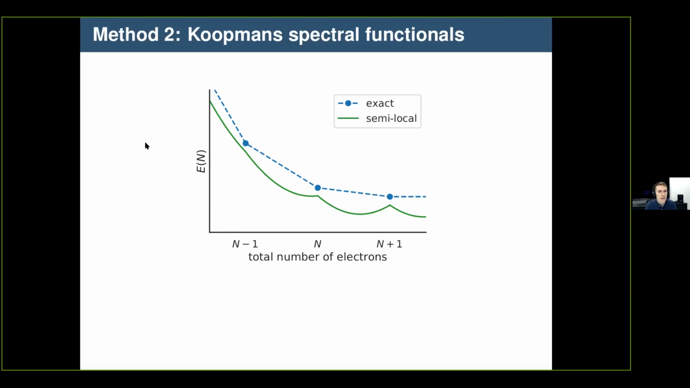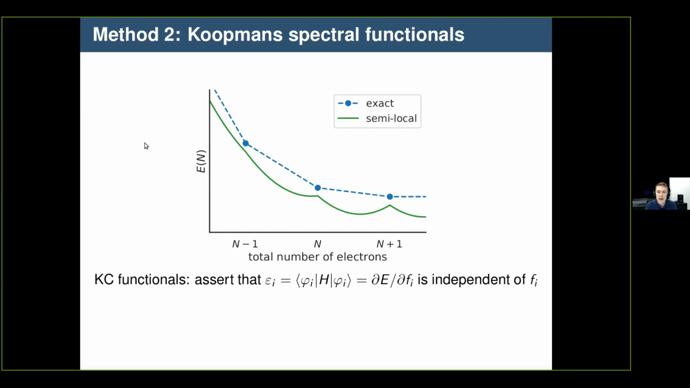So again, we're trying to face this problem of erroneous curvature. What the Koopmans compliant functionals do is that we assert this condition. We want to assert that our eigenvalues, these are the eigenvalues of our Kohn-Sham eigenstates, should be independent of f_i, the occupancy of that orbital. If you can imagine that I've got some orbital and I'm slowly filling it, I don't want the energy of that orbital to change.